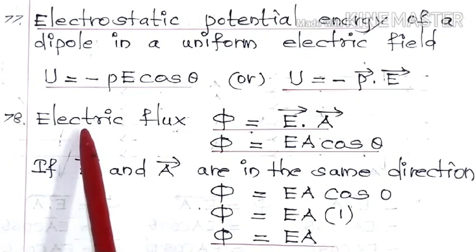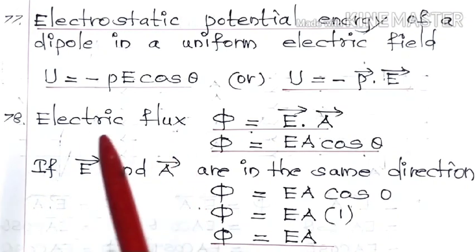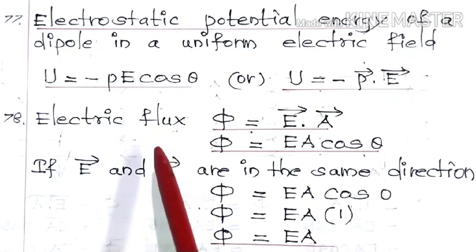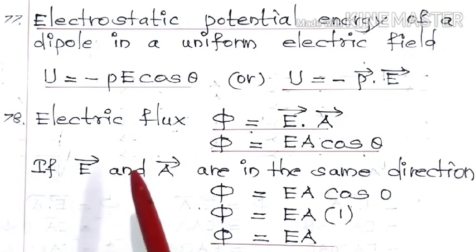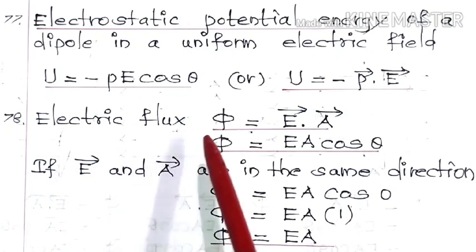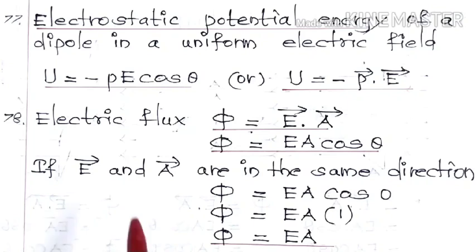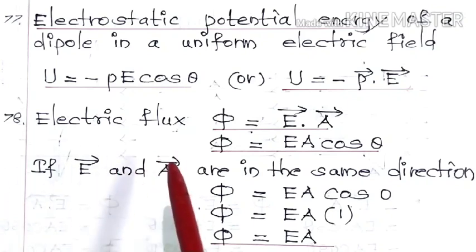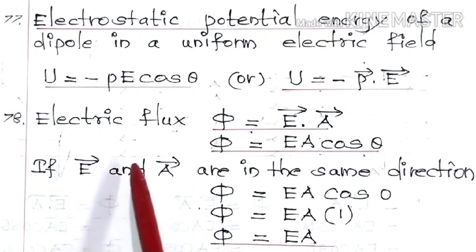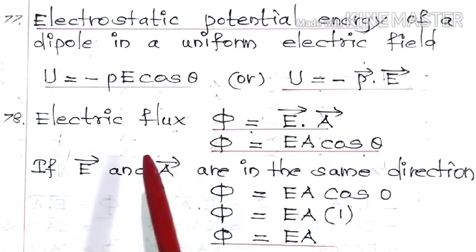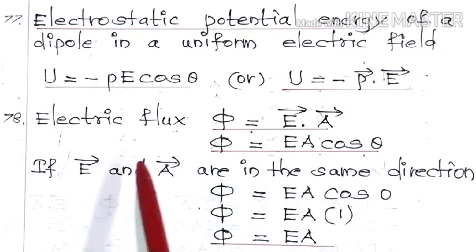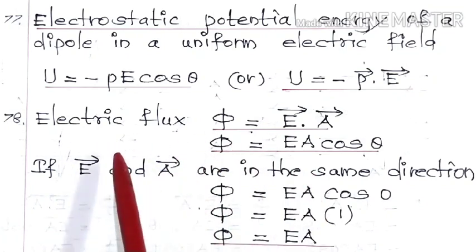Next point, electric flux. What is meant by electric flux? We have already seen that electric field lines originate from a positive charge and they end at a negative charge. So if we place a surface perpendicular to the direction of electric field lines, then the number of electric field lines passing through a given surface which is placed perpendicular to the electric field lines, that is known as electric flux.